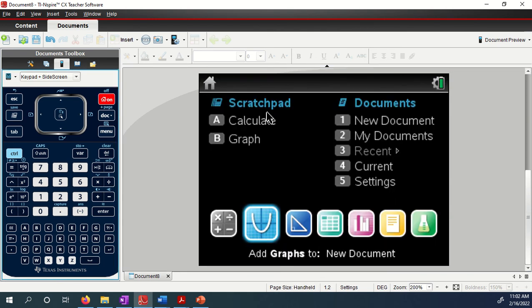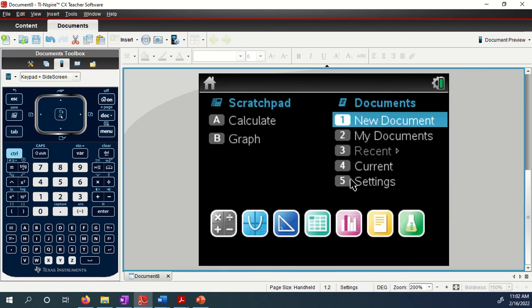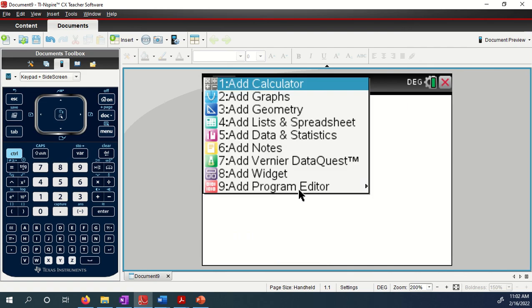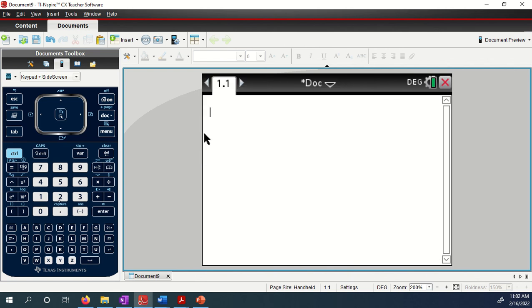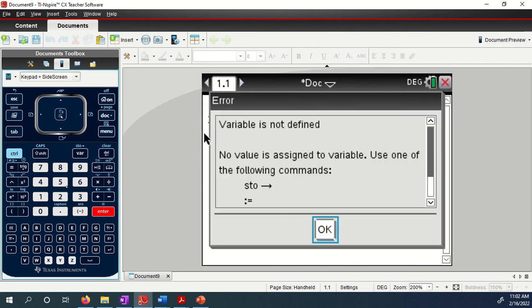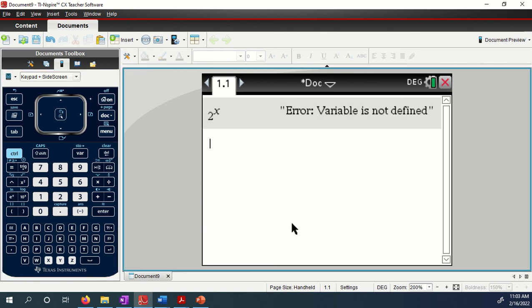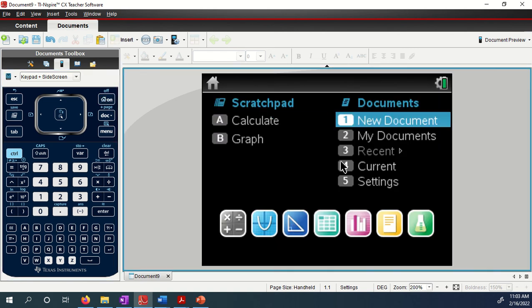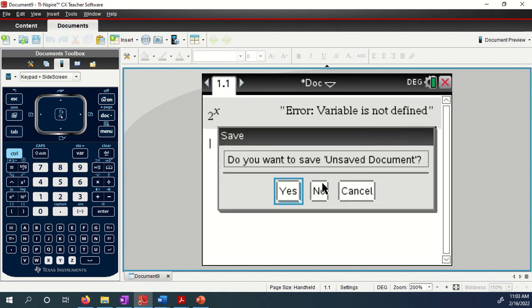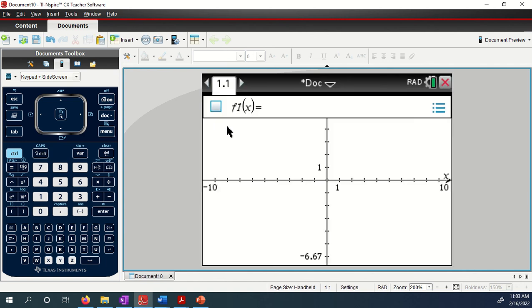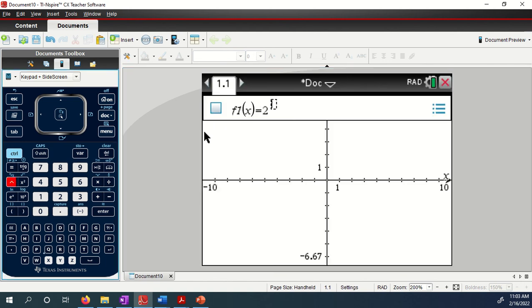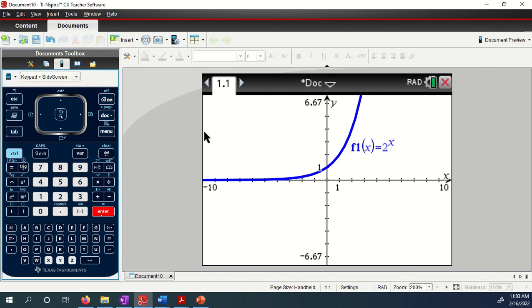So we can just go new document. No, I would not like to save. Calculator, 2 caret x. Oh, that's not a calculator. What is going on? Okay. New document. Try this again. No, I don't want to save. Graph, not a calculator. 2 caret x. Enter.